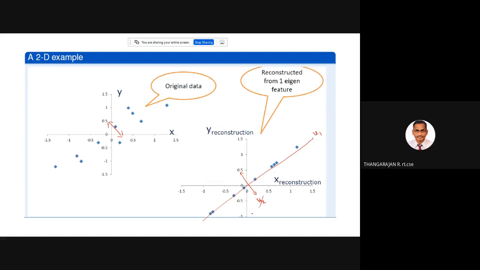Because of that, instead of having two dimensions, now I have only one dimension, one feature. I can ignore the feature U2. This enables our machine learning algorithms to save time, because instead of two features, I have to work with only one feature.